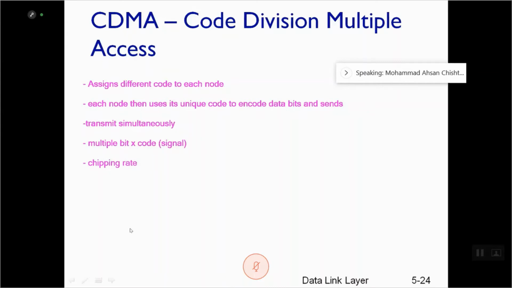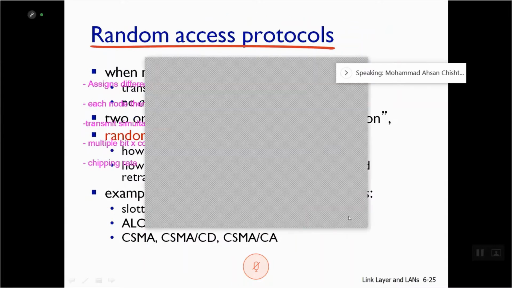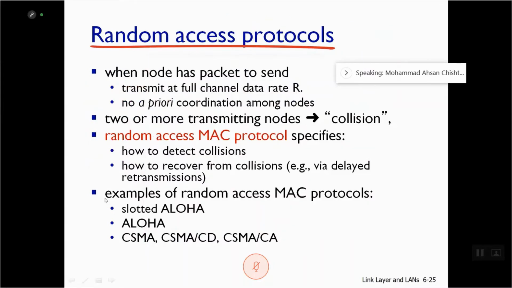Then we move to the third one that we have here, and this one is random access protocols. Random access protocol basically transmits at the full rate of the channel. Till now we saw R was divided among the number of sending nodes. But when we talk about random access, the name itself says that there is no coordination among the nodes. They randomly send it across.